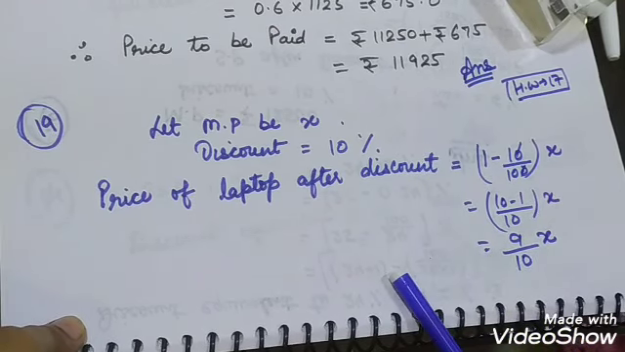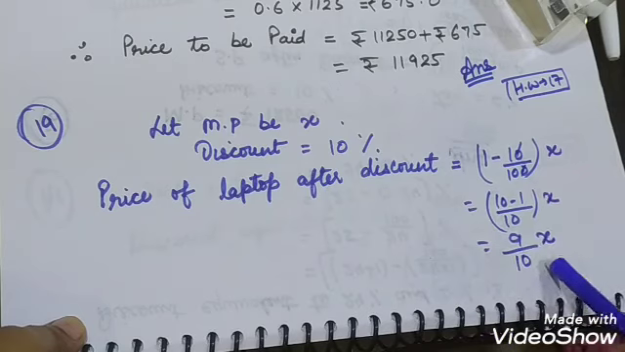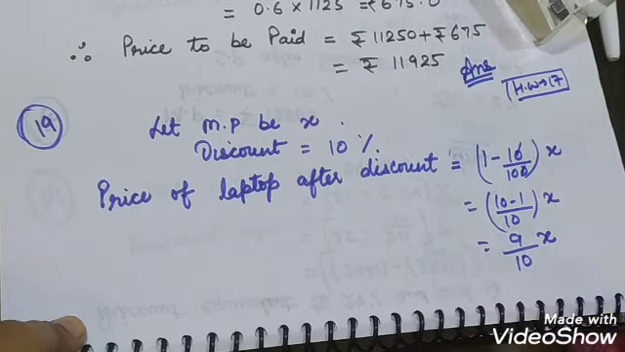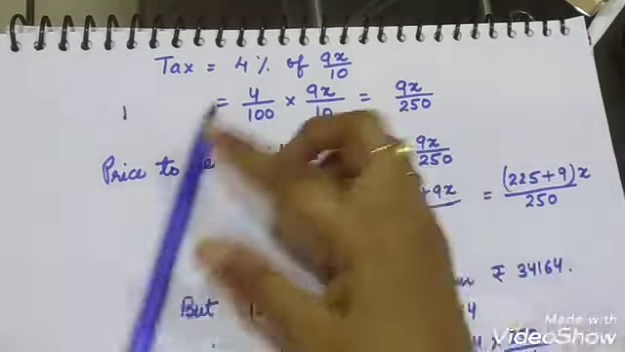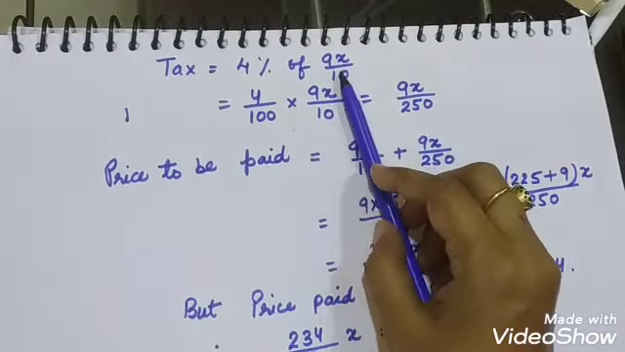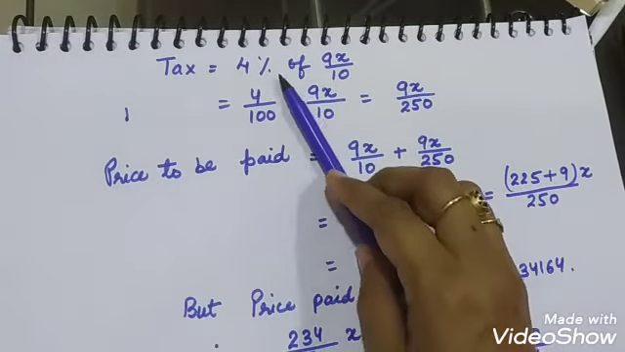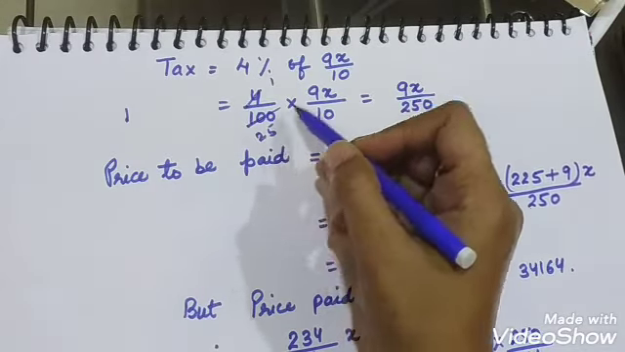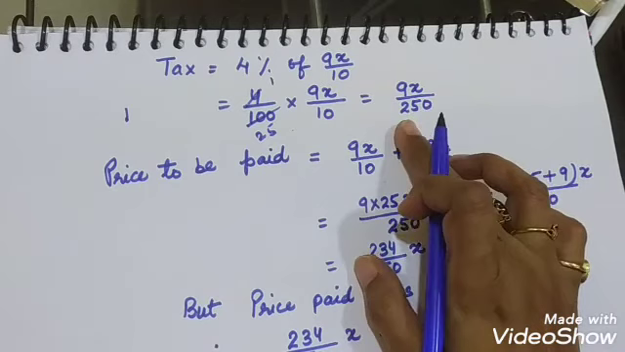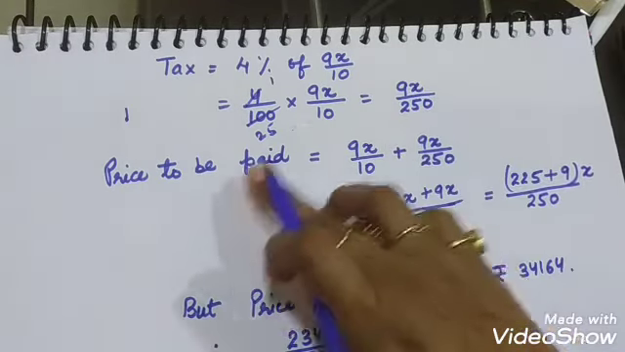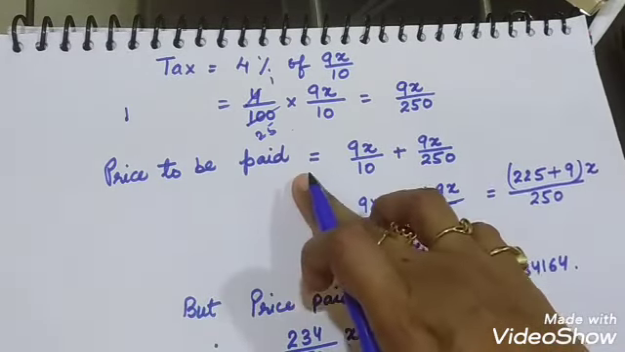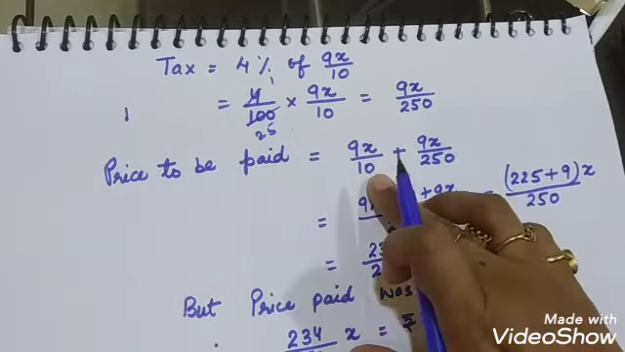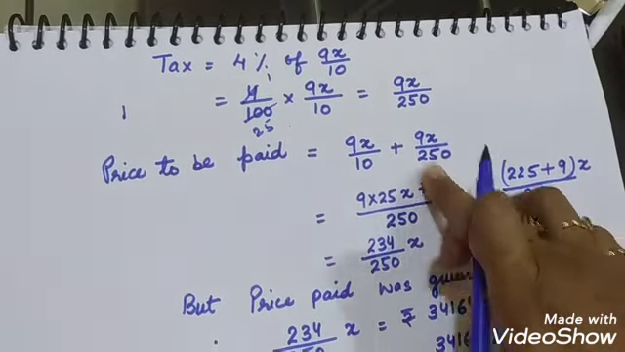Now tax is charged 4% on this. So I have written over there that tax is 4% of 9x upon 10. 4% means 4 upon 100. When you cancel with 4, 4 ones are 4, 4 25s are 100. So it will be 9x upon 250. Now this is the tax. Price to be paid will be the price after discount, which is this, and the tax. So you will add these two.